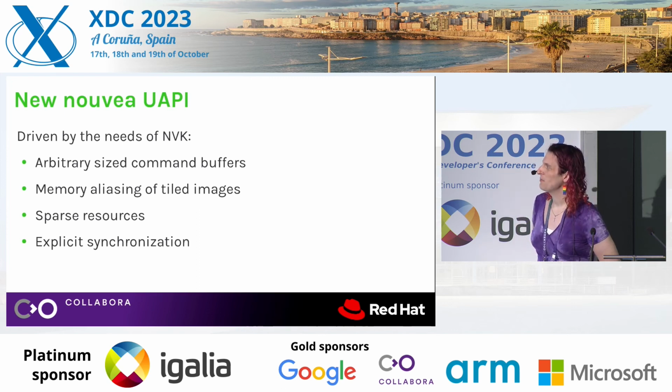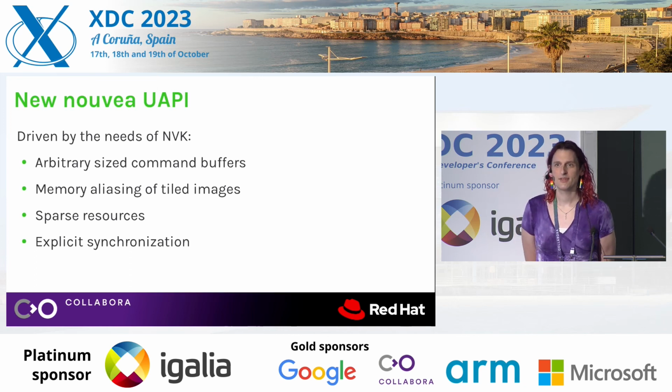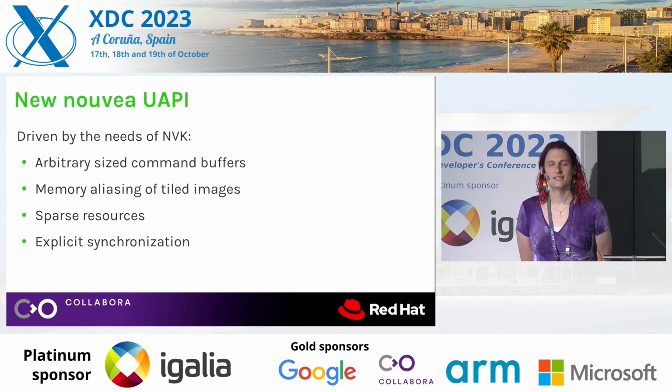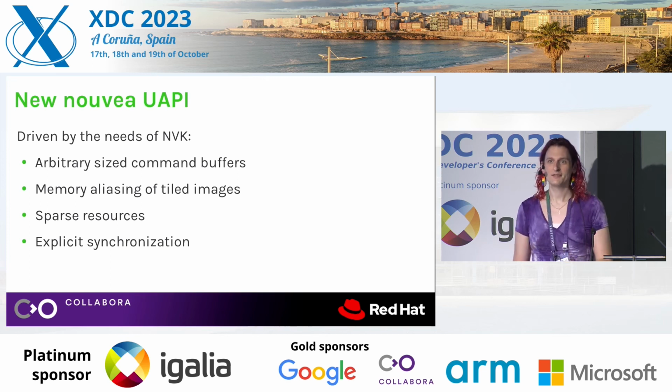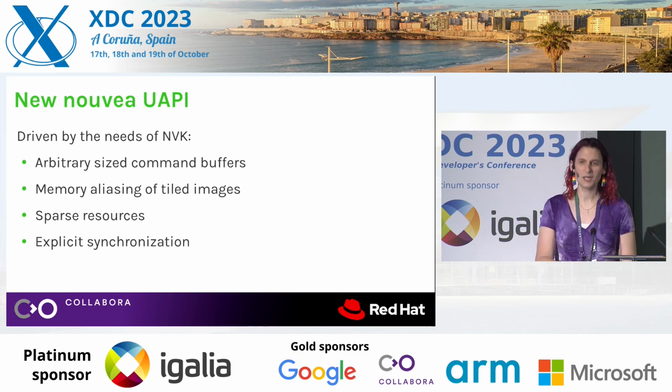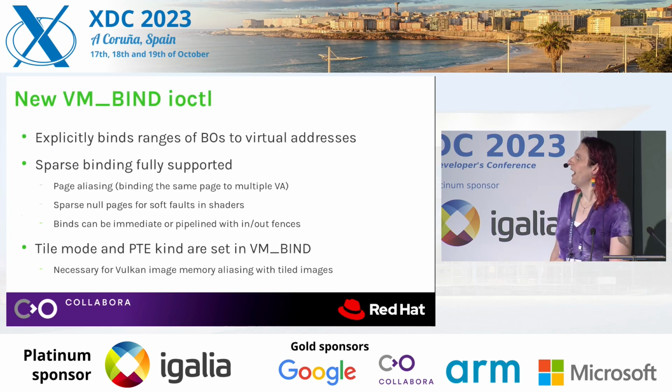We needed to be able to handle memory aliasing of tiled images. That was not possible thanks to Nvidia's lovely usage of putting the tile mode in the page table entries, which meant the tile mode had to go on the buffer, which does not work for Vulkan. We wanted sparse resources. We wanted explicit synchronization, which had not been hooked into the new API. Lots of stuff was missing. So basically, we tossed the whole API and created a new one.